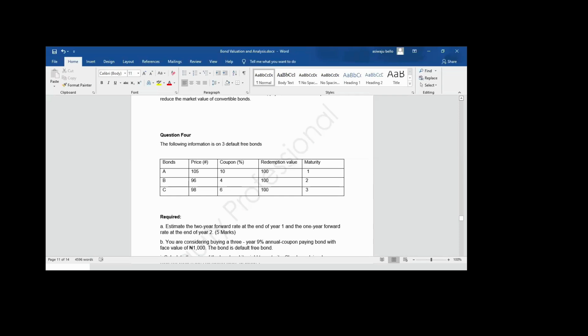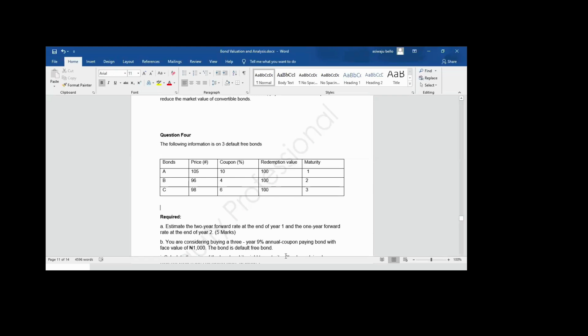Now the question number A part says we should estimate the 2-year forward rates at the end of year 1 and the 1-year forward rates at the end of year 2. This we treated in the classroom. We are supposed to be looking at the B aspects of this question. Of course, we can't go back to the A because the time spent in even doing the A might take 1 hour. So we move to the B part.